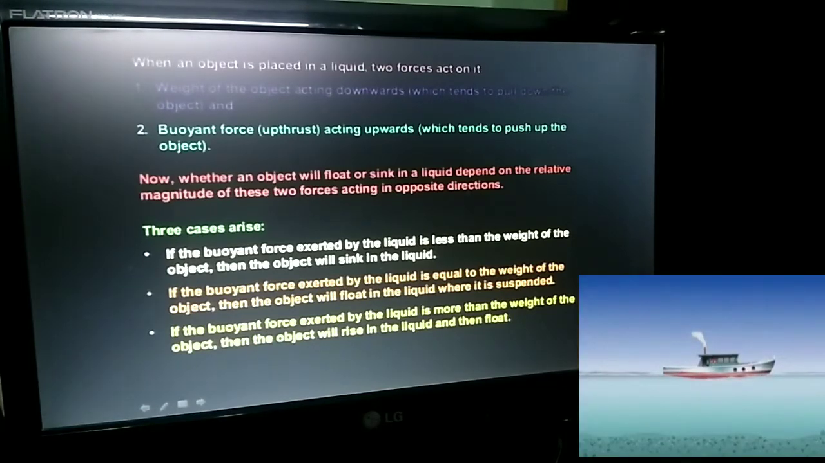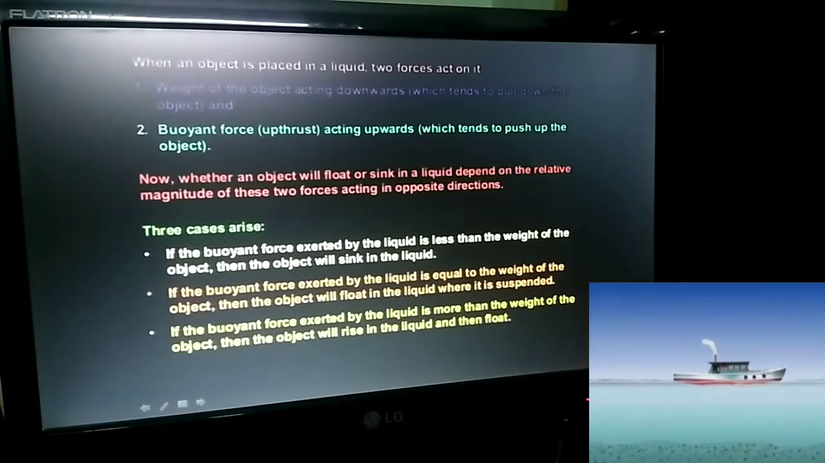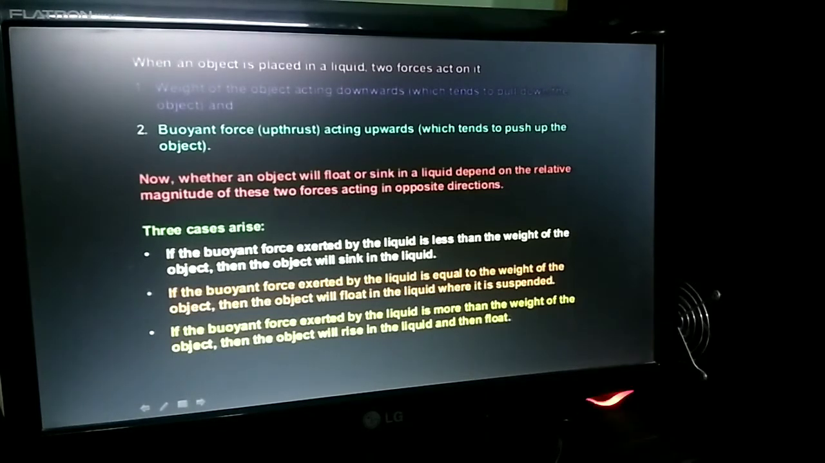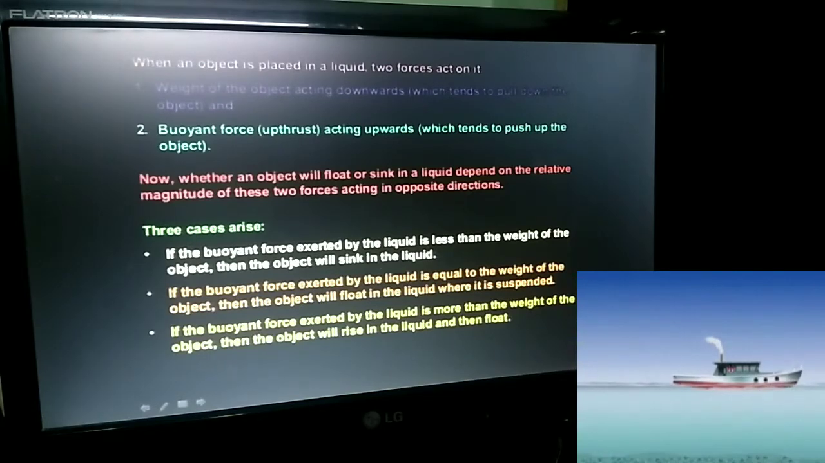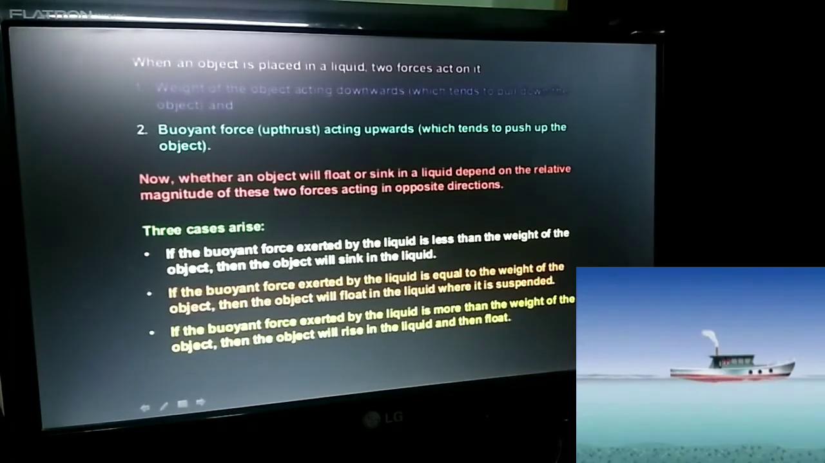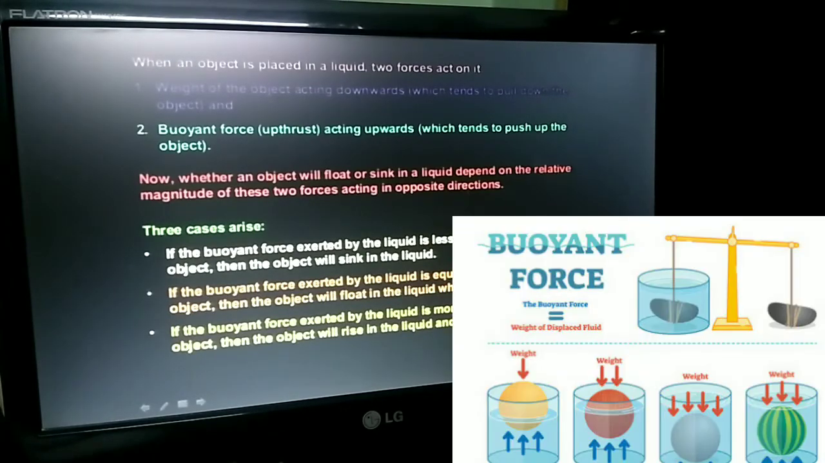If the buoyant force exerted by the liquid is less than the weight of the object, then the object will sink in the liquid. If the buoyant force exerted by the liquid is equal to the weight of the object, then the object will float in the liquid where it is suspended. If the buoyant force exerted by the liquid is more than the weight of the object, then the object will rise in the liquid and then float. These are called laws of buoyancy.